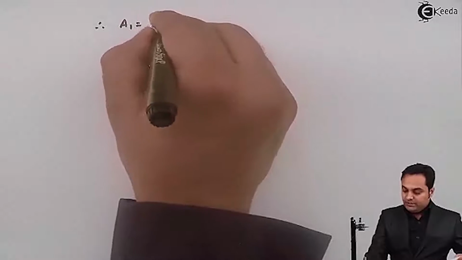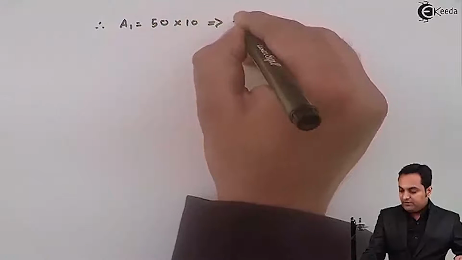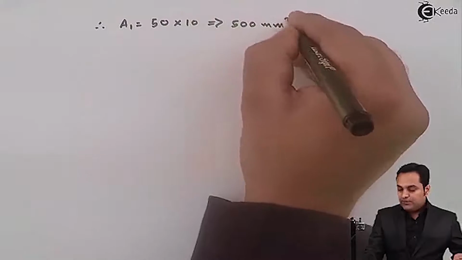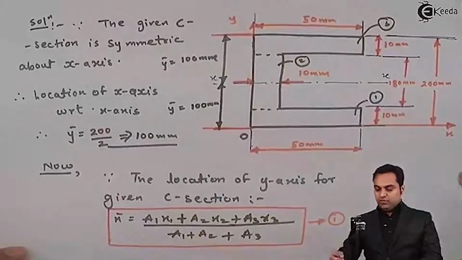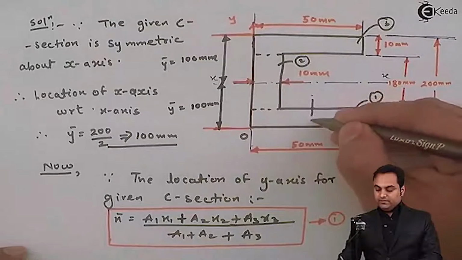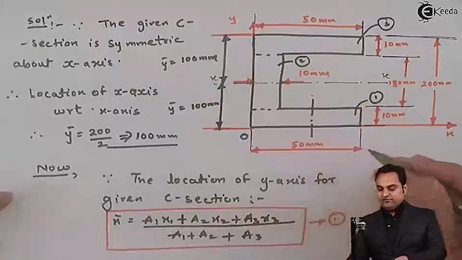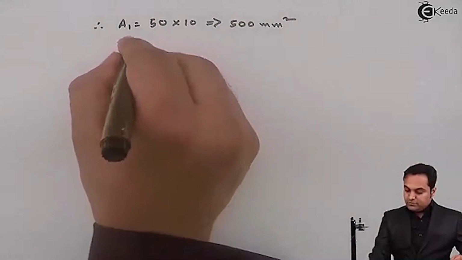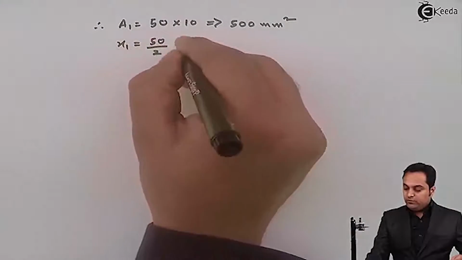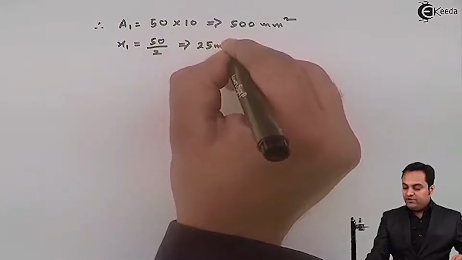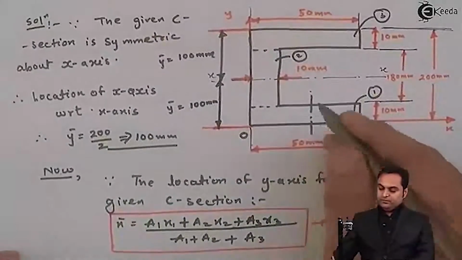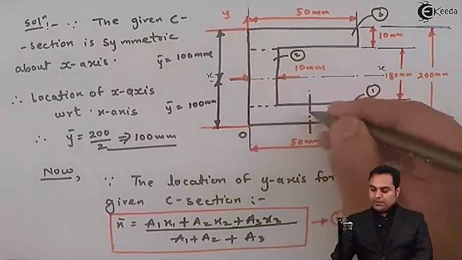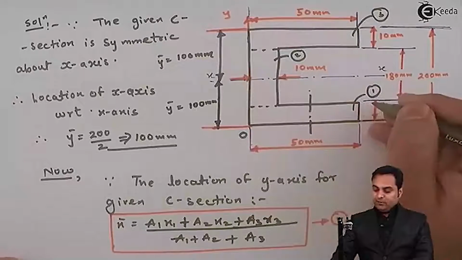So area 1 will be 50 into 10, that is 500 mm square. Next, x1 is the location of y axis for rectangle number 1, and that is at half of 50. So x1 is equal to 50 by 2, that is equal to 25 mm. x1 is equal to 25 mm, that is, it was the location of y axis for rectangle number 1.